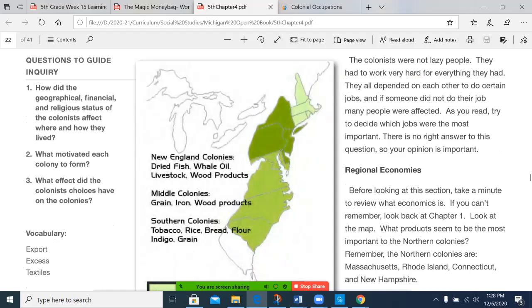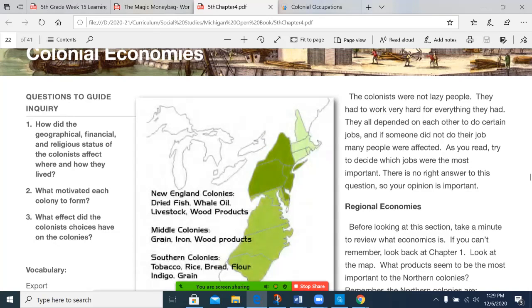The middle colonies, which is the darker green right here, including New York, Pennsylvania, New Jersey, and Delaware, produce grain, iron, and wood products. And so obviously that's going to give us a hint that there are a lot of trees, but there are still farms where you can raise things like wheat to make the grain. In the mountains, there is iron ore, so they're able to make iron products as well. In the southern colonies, tobacco, rice, bread, flour, indigo, and grain are an indication that these are areas that are much more dedicated to agriculture.